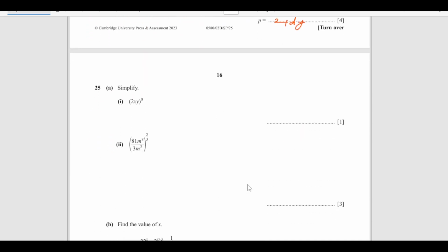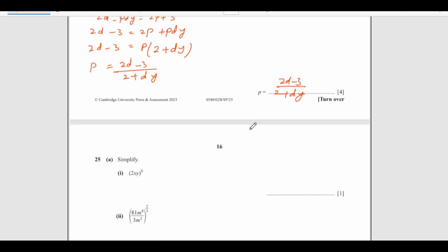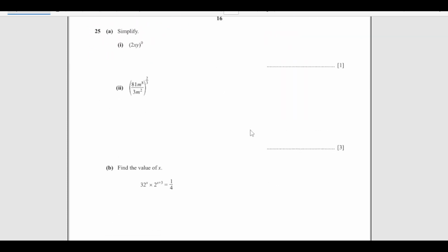Now number 25, simplify. I think this is the last question. Yeah, so this is the last question of this paper. Anything raised to power 0 is 1. So everything raised to power 0 is 1, so just a simple question. Now this one, be careful, we have a power outside and a power inside. This 2 over 3 belongs to everything inside, right. So first of all, I will simplify inside. When you divide 81 by 3, this is 27, right. So this is 27 power 2 over 3, then m power 8 times 2 over 3.